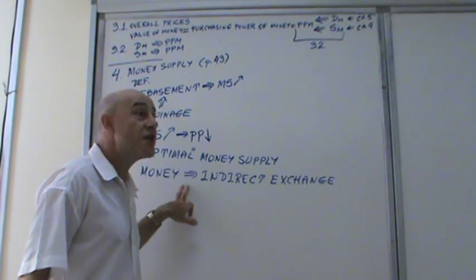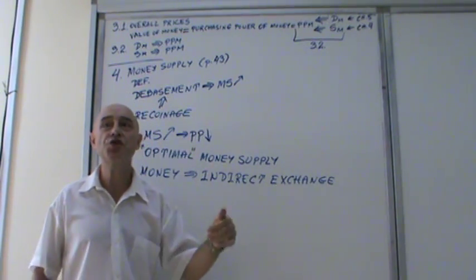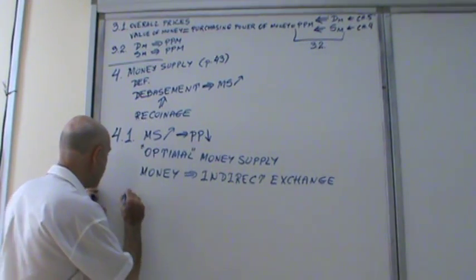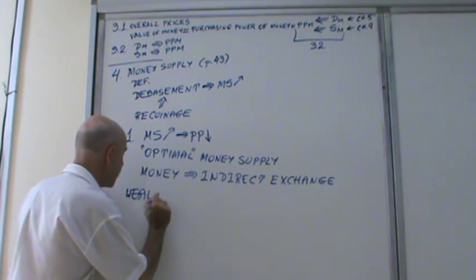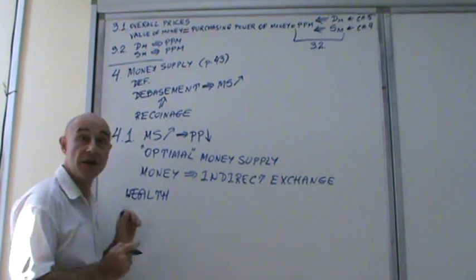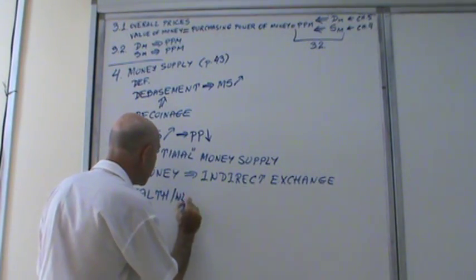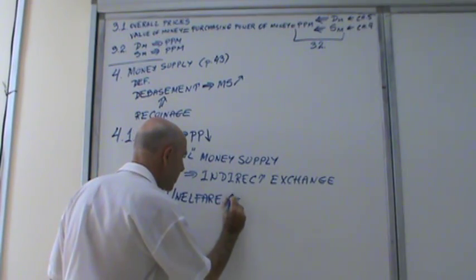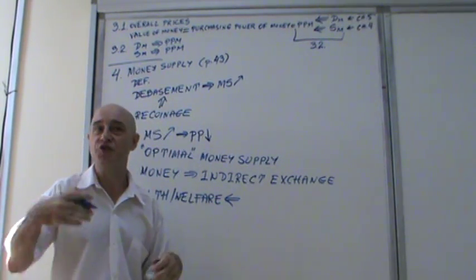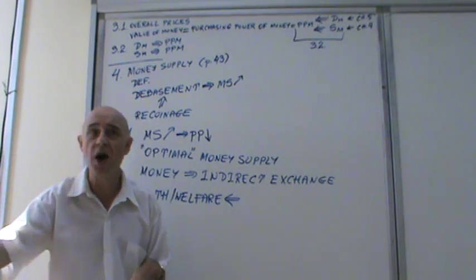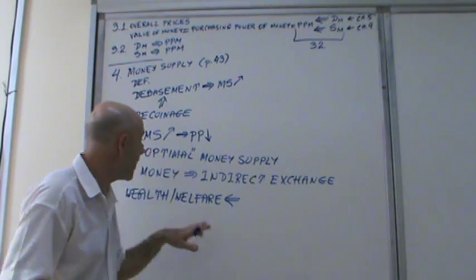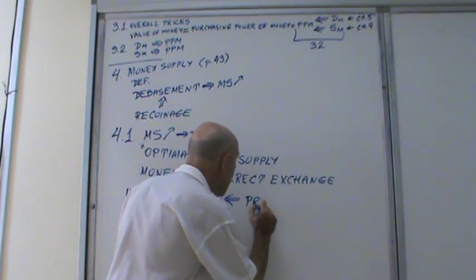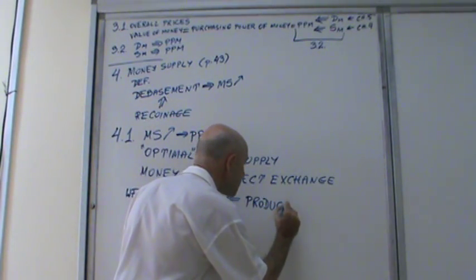So, what is the social benefit? Social benefit depends on, okay, let's call it wealth. Wealth, that's elementary economics. Wealth is kind of like welfare. In other words, how much food you have, how much water, how many cars, and how much material welfare. Wealth and welfare depend on production, what you're going to produce.